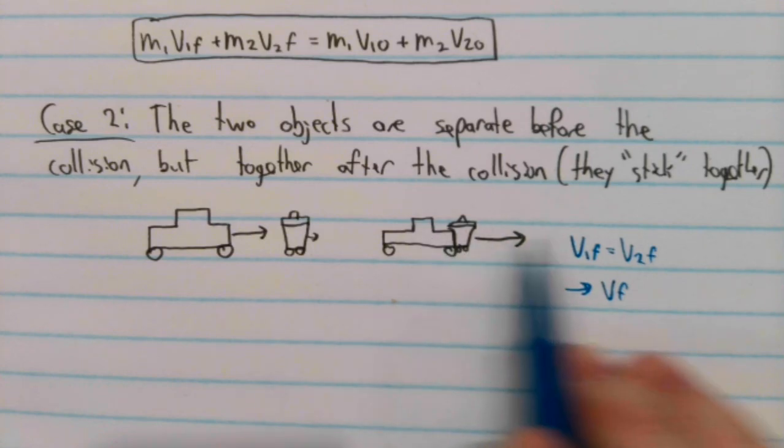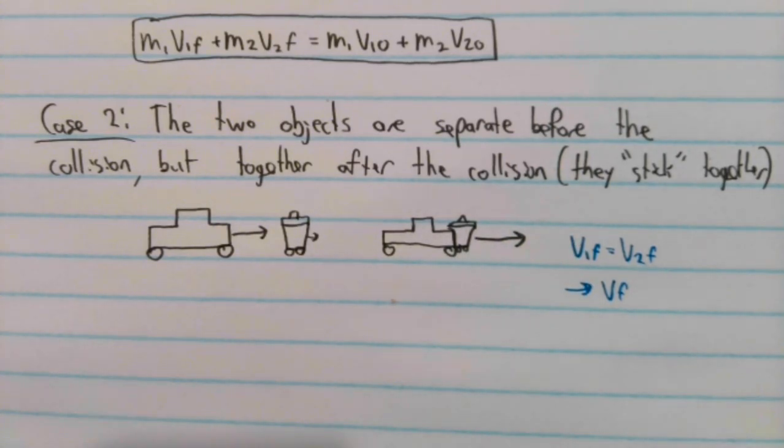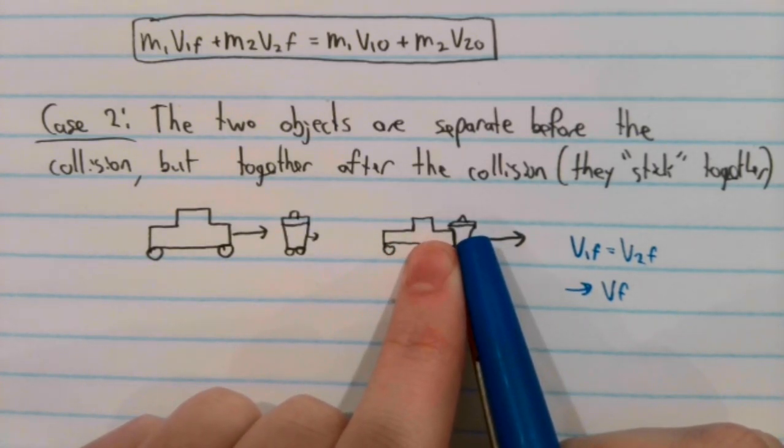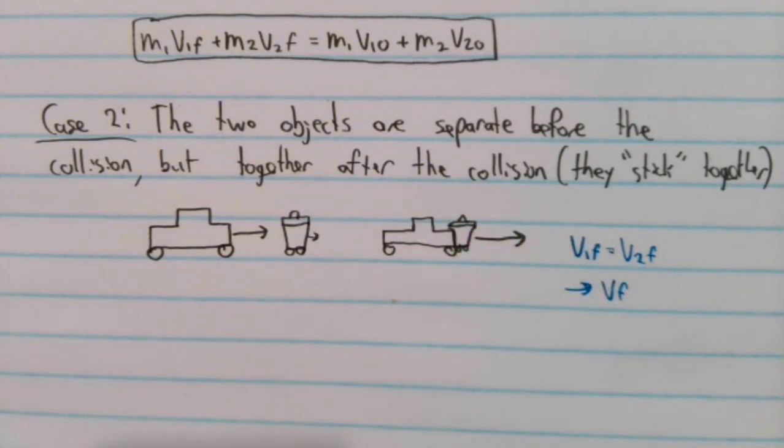They're both going to move to the right with a velocity of 8 meters per second or 20 meters per second, whatever it may be. The car is smashing this thing, so they're stuck together and they move as one.